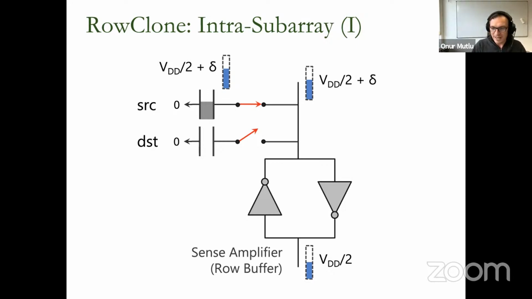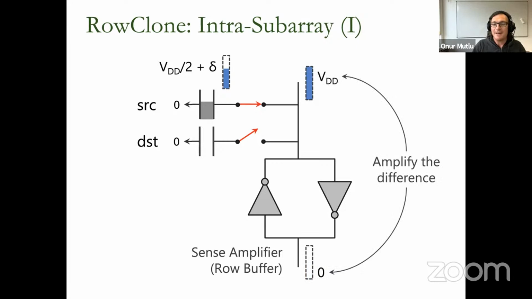Because of this perturbation, the sense amplifier gets turned on, and it starts amplifying the difference between the two ends of the cross-coupled inverters. The bit line becomes VDD. Essentially, it takes the value of the source cell, and the other side of the sense amplifier becomes 0. Now we've captured the value that was in the source cell, right? It was VDD. Now the sense amplifier sees that it's VDD.